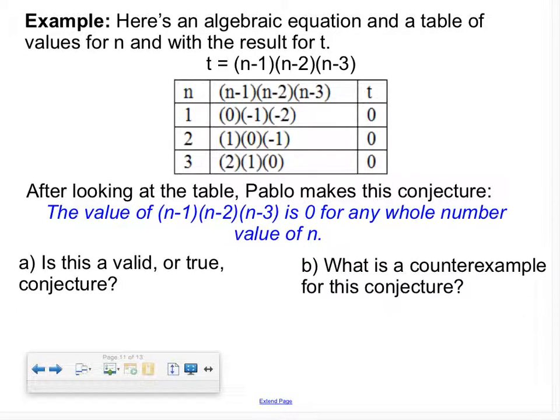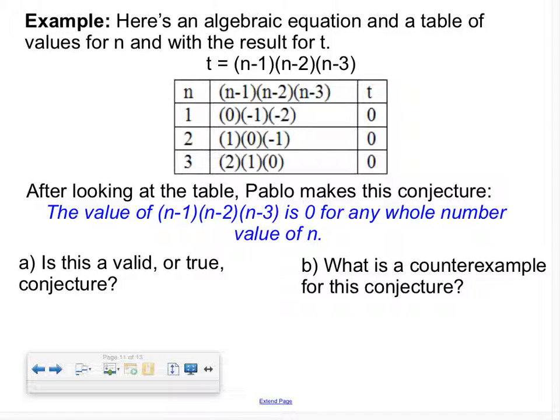So let's take a look at this example. Algebraic equation and a table of values for n with the result for t. After looking at the table, Pablo makes this conjecture. The value of the product of n subtract 1, n subtract 2, and n subtract 3 is 0 for any whole number value of n.